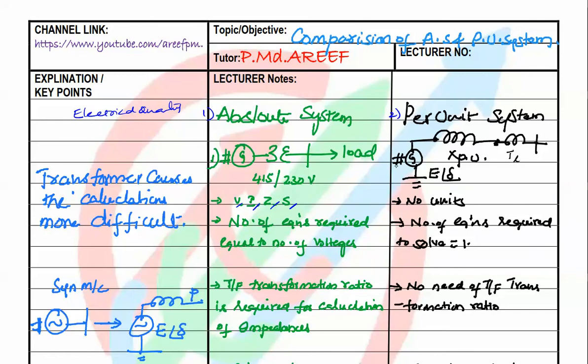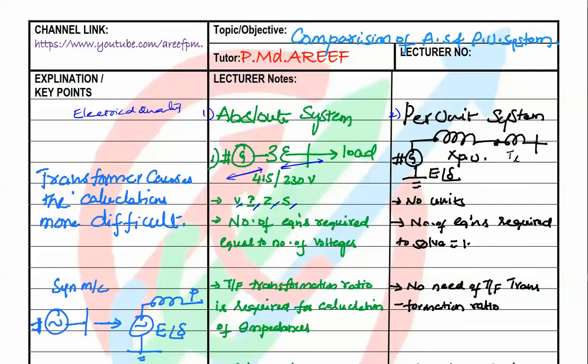But if you go to the per unit system, there are no units here. In the case of the absolute system, the number of equations required is equal to the number of voltages. That means from here to here there is one voltage, and from here to here another voltage is there. So here we require two equations. In that manner, if we are going for any large power system, we require a large number of voltage equations to solve this. And in the case of per unit systems, the number of equations required is equal to 1 only. So how it is, we will see.